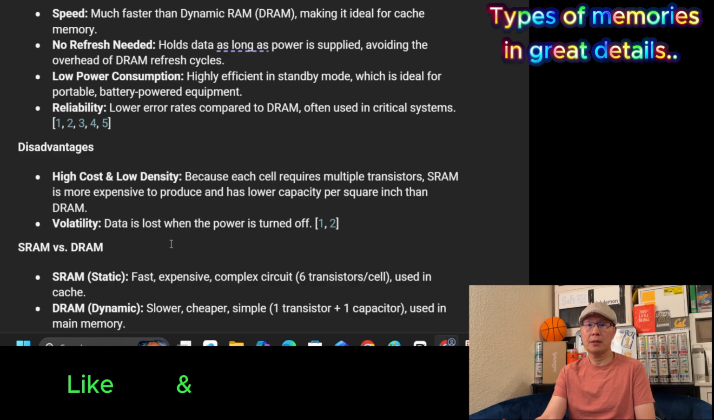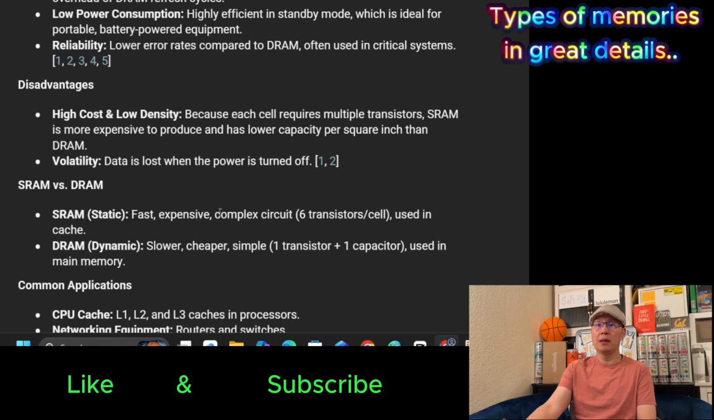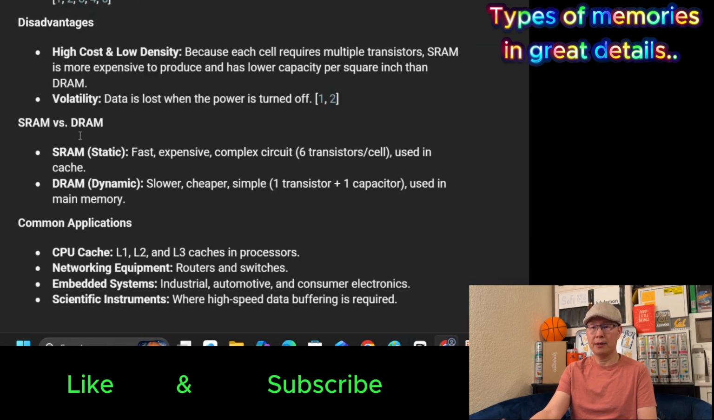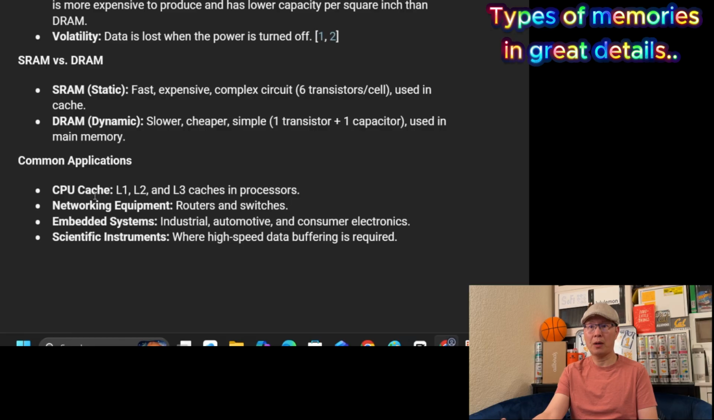Static RAM versus dynamic RAM. Static: fast, expensive, complex circuits, used in cache. Dynamic: slower, cheaper, simple, used in main memory. Common applications: CPU cache in processors, networking equipment like routers and switches, embedded systems, which are industrial, automotive, and consumer electronics, and scientific instruments where high-speed data buffering is required.